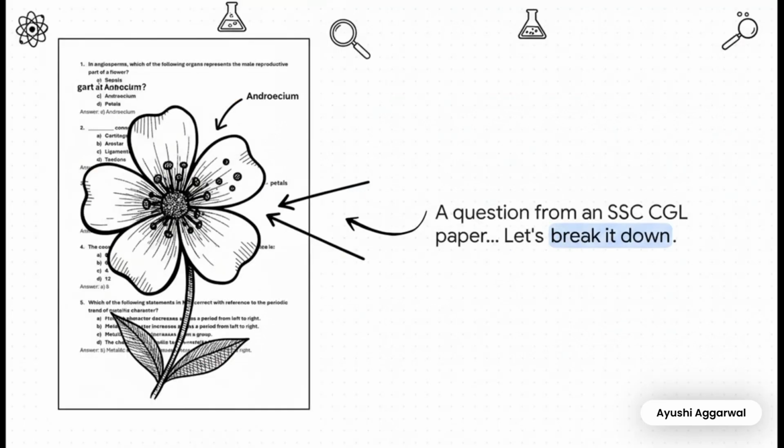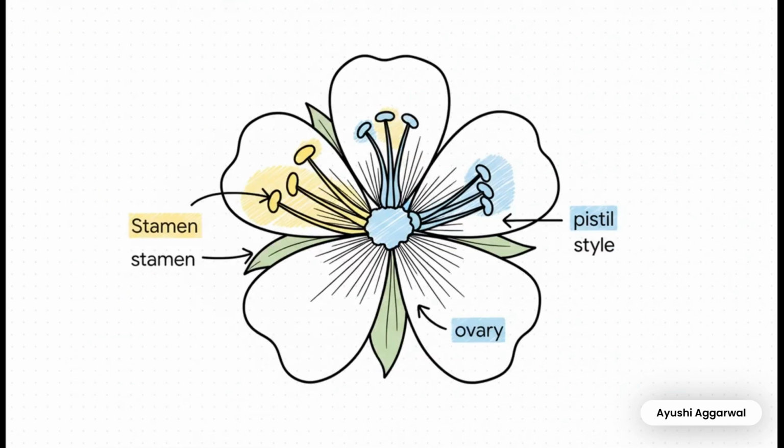So here it is, our very first question, and this one's straight from an SSC CGL paper. It asks, in angiosperms, which of the following organs represents the male reproductive part of a flower? Now, the options are sepals, gynoecium, androecium, and petals. The real trap here, as always, is the confusion between options B and C. Let's build this concept right from zero.